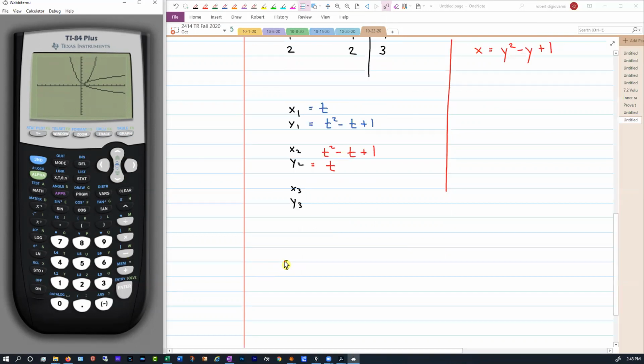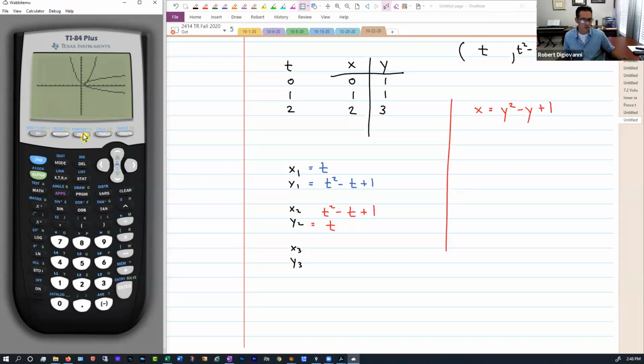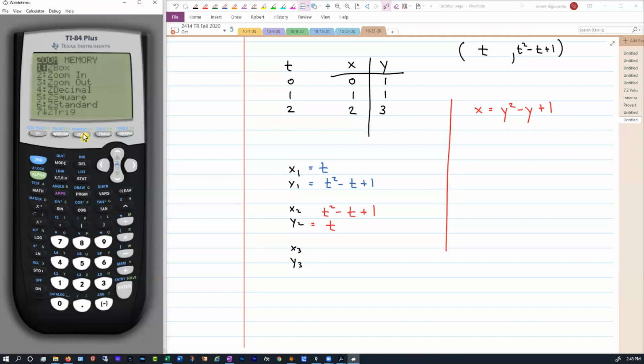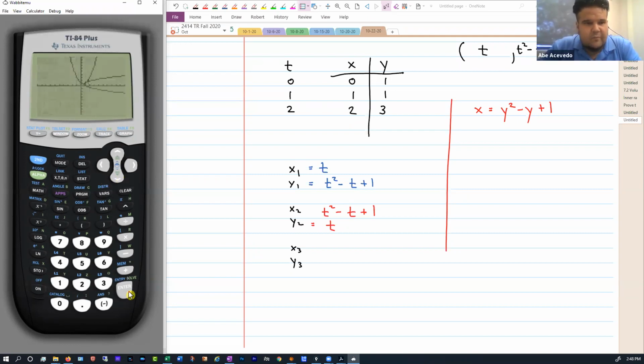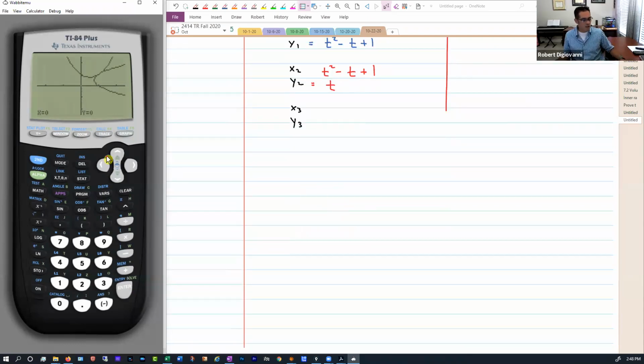Mine doesn't intersect. I don't know why. You may have typed it in wrong. I typed it. Yeah, I didn't get anything either. Oh, yeah. Because I typed in t squared plus t plus 1. It's t squared minus t. So now let's go back to y equals. Let's just clear all this out.